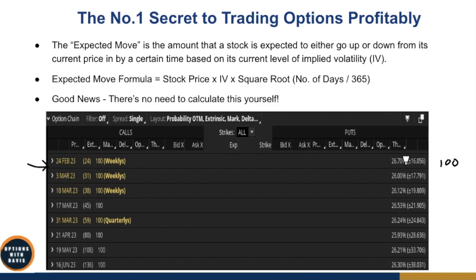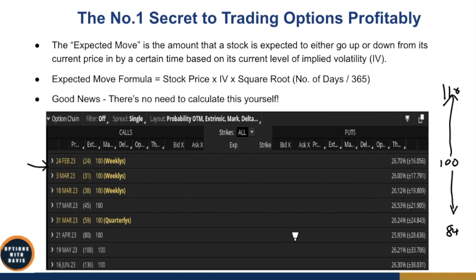Basically, you can see it says plus minus 16.05. So let's just round it off to $16. So what it means is that on the upside, the range would be 116, and on the bottom side, it will be 100 minus 16, which is 84. So this from 116 to 84 would be considered the expected move, or the range that the stock is likely to trade within in the next 24 days.